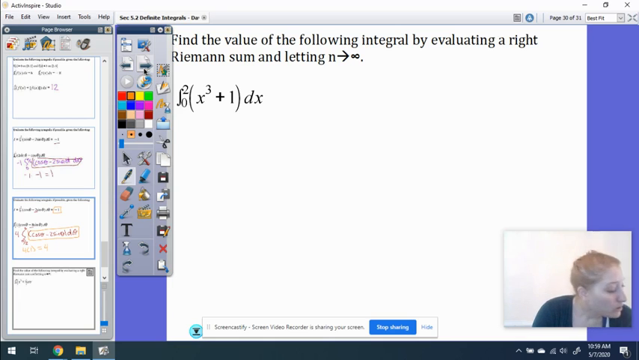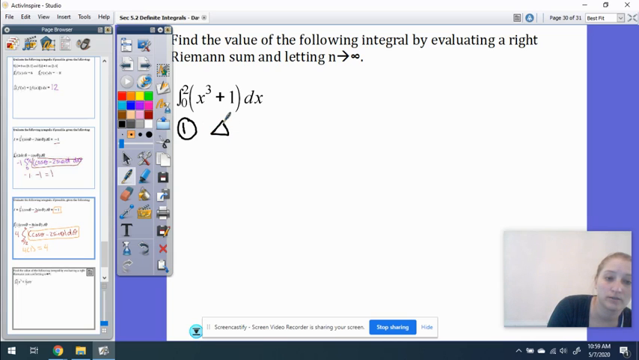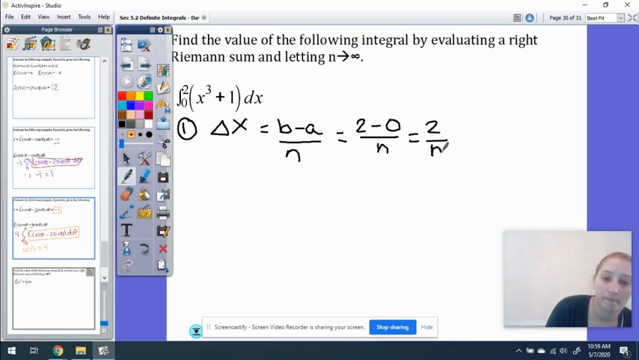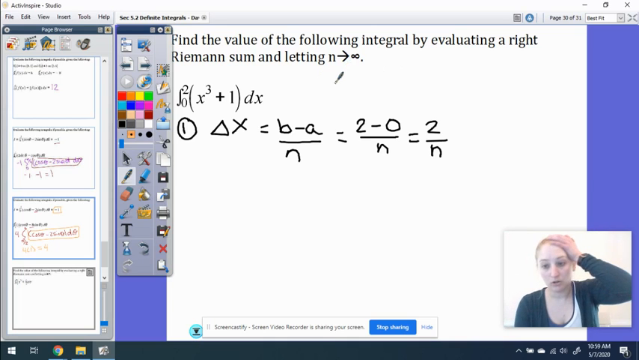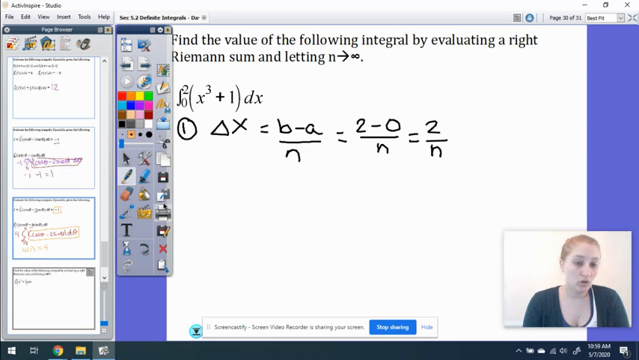All right, so the first thing that we need to find, step number 1, is our change in x. Our rule for our change in x is you take your b minus your a, divided by n. So in this case, b is 2 minus 0, all divided by n, is going to give me 2 over n. Okay, so we want to do this because we don't know what n is. n is going to go to infinity. All right. Okay, step number 2.